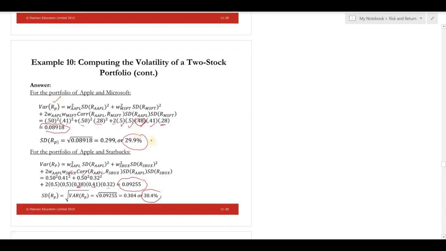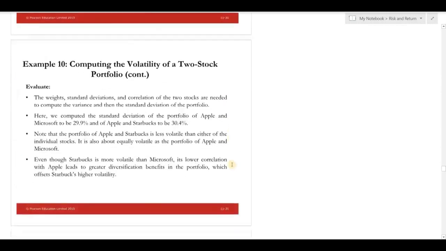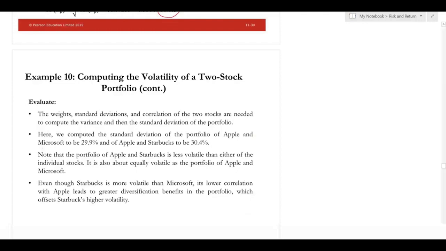So after calculating, if you compare, this one has a risk of 29.9%, and the second portfolio has a risk of 30.40%. Okay, in this slide, to compute the volatility of a portfolio, we need the weights, standard deviations, and correlation of the two stocks. As you see in the previous example, the first portfolio's volatility was 29.9%, while the risk of the Apple and Starbucks portfolio was 30.4%. And in the portfolio of Apple and Starbucks, the volatility is less than the individual volatility of every stock.